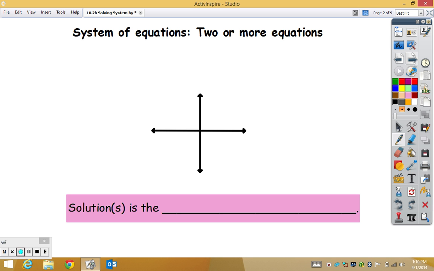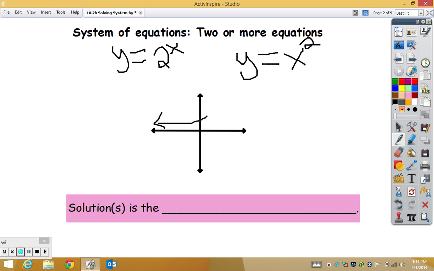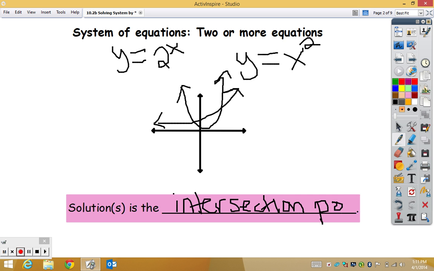Since we are dealing with linear, exponential, and quadratic, you may have one like this, where it's exponential, and then you may even have a quadratic. So the exponential would look like that, and then your quadratic could look like that. And in this case, remember the solutions to your systems of equations is the intersection points. So in this case, we actually have two solutions. So whatever those points are, our solutions.